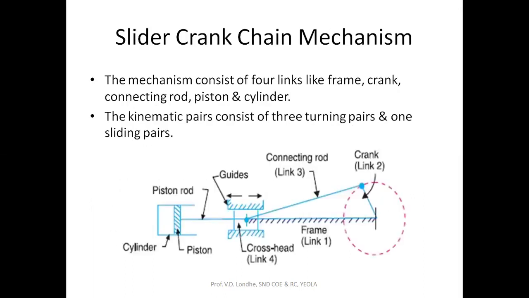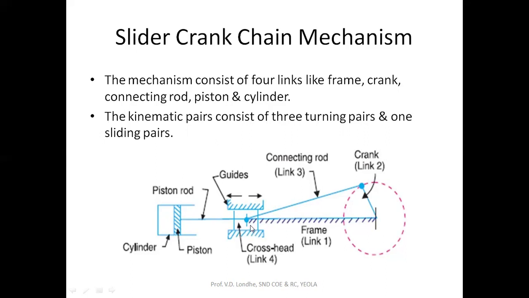So what is the slider crank mechanism? The slider crank mechanism basically consists of four links. The first link is the frame, which is also called the fixed link. The second link is the crank. The third link is the connecting rod. And the fourth link is the piston with the guide rings, or cylinder. The cylinder is the fixed part.